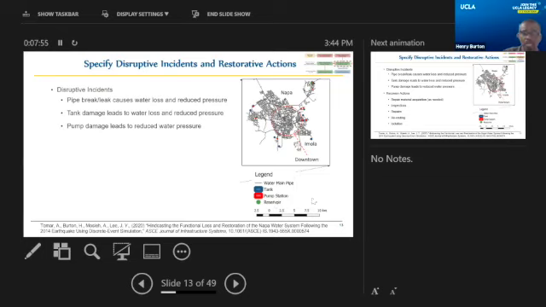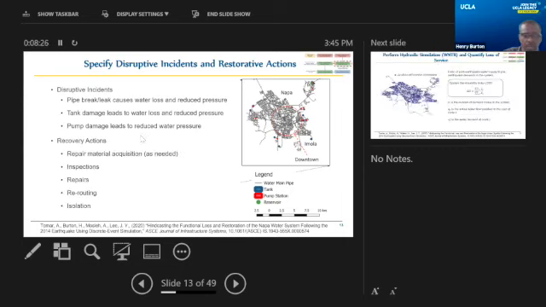In terms of disruptive incidents, there are pipe breaks and leaks that cause water loss and reduce pressure. Similarly, damage to tanks also causes water loss and reduced pressure. And damage to a pump leads to reduced water pressure, because, as we know, unless you have gravity flow, the pumps are relied on to move the water through different parts of the system.